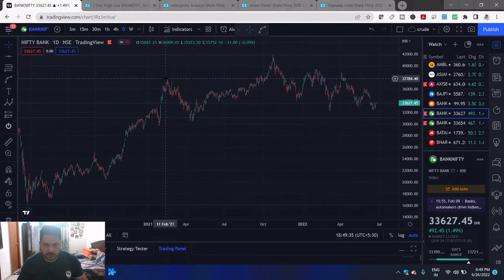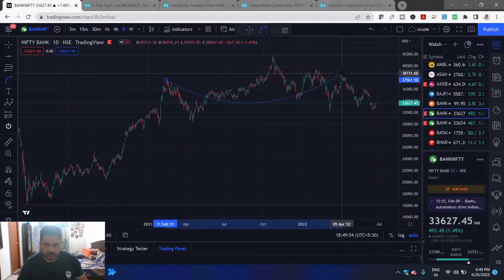So we have one peak, second peak, third peak. Okay, so let me draw using this 1, 2, and this was the latest peak. So 3. These 3 points we will connect. Let's use this and connect this.